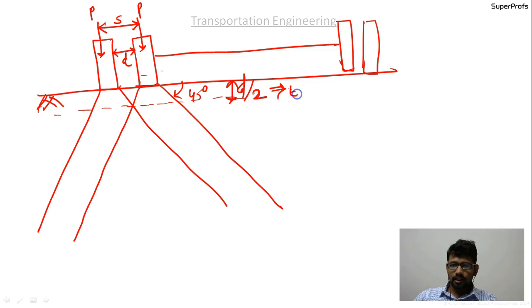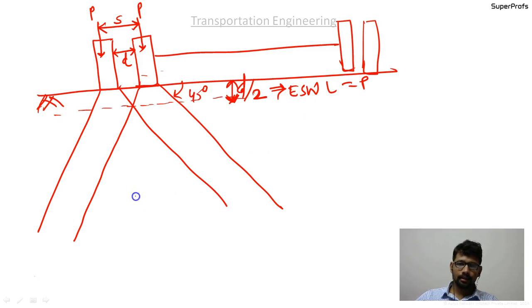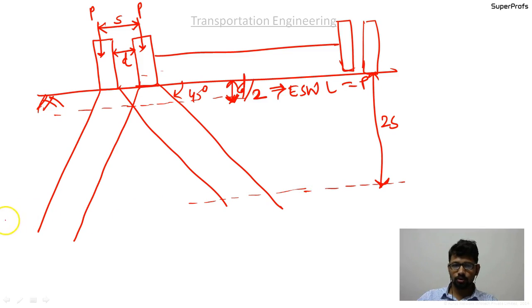In this region, the equivalent single wheel load will be given as P itself. And the equivalent single wheel load up to a distance, here I'll write, say up to a distance twice of S, up to distance 2S, up to this.